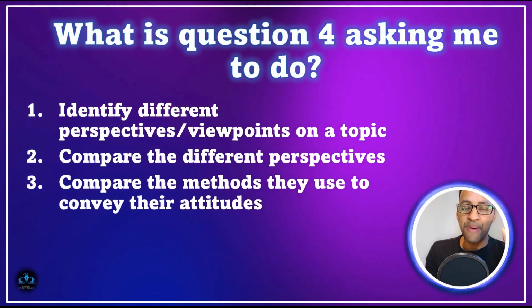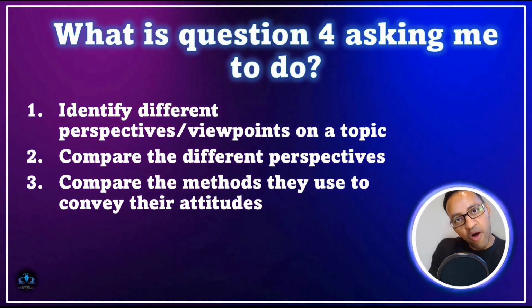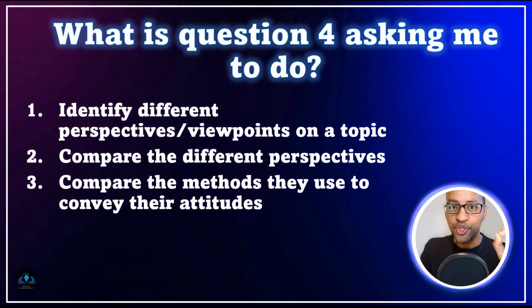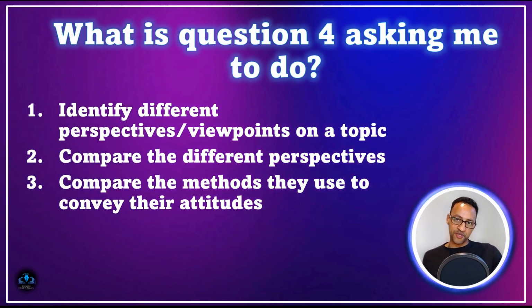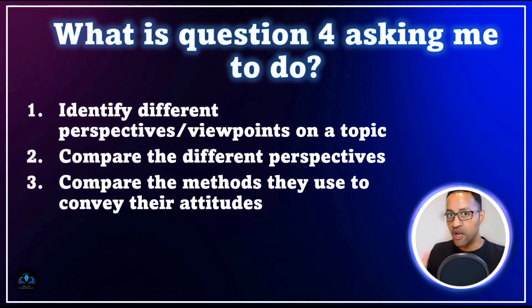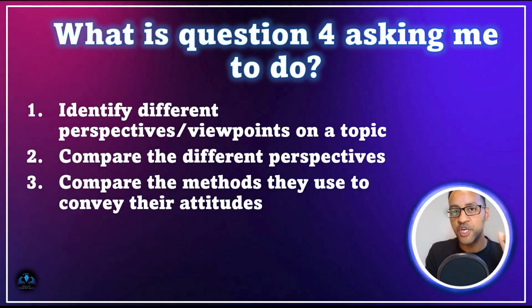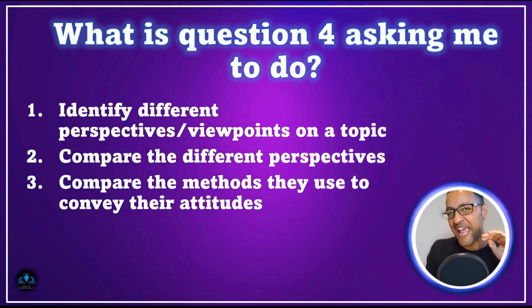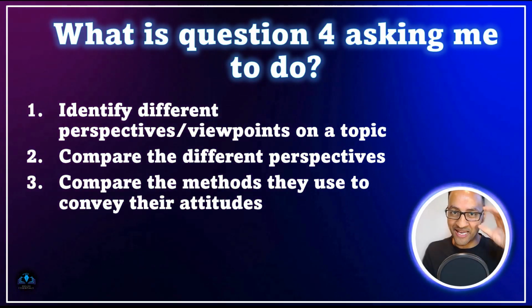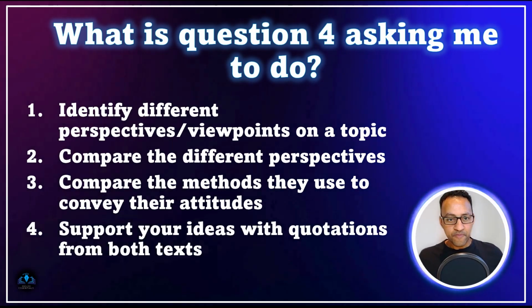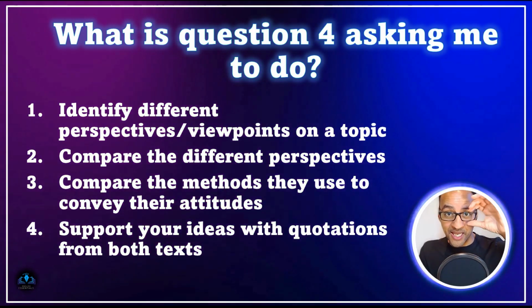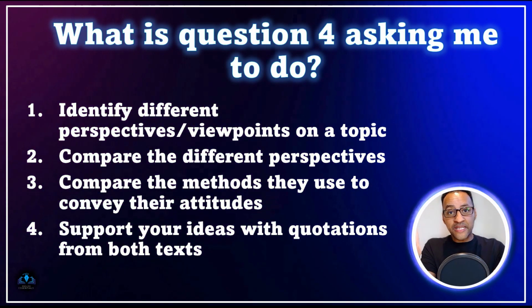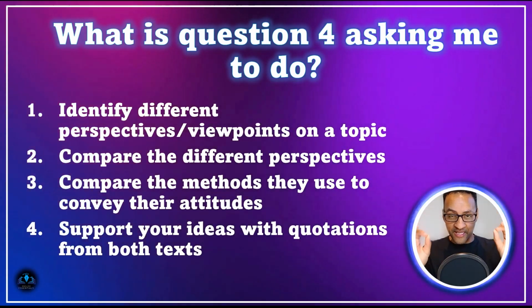Number 3 is comparing the methods, how the writers use those methods to convey those perspectives. And that's something that's often forgotten or lost in this question. They forget that this is a methods question. No, we still need to be thinking about the language, the structure, the tone, anything that the writer does to create effect. And finally, support your ideas with quotations from both texts. Now the good news is year 11 and year 10, AQA tell us this in the bullet points underneath the question, as you'll soon see.